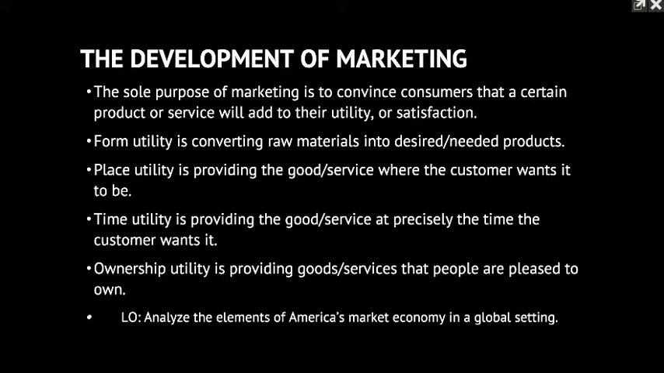Ownership utility is providing a good or service that people are pleased to own. Now, certainly, some products lend themselves more towards ownership utility. Typically speaking, people aren't very pleased to own consumables, things like toilet paper or paper towels or even their food items. These aren't the types of things that people want to take pride in necessarily. But people do have ownership utility in things like their homes or their cars or even sometimes their clothes.